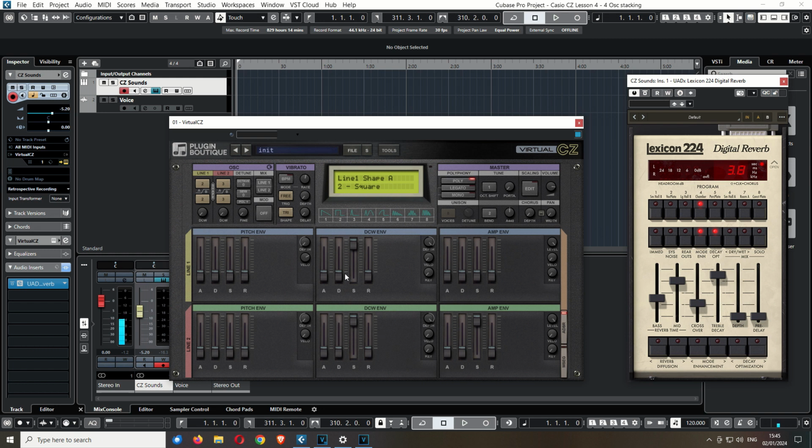You could be sweeping both independently. But today we're probably going to focus on attack versus sustain. So why don't we have line 1 as the attack portion? So we'll just listen to line 1 to start with.